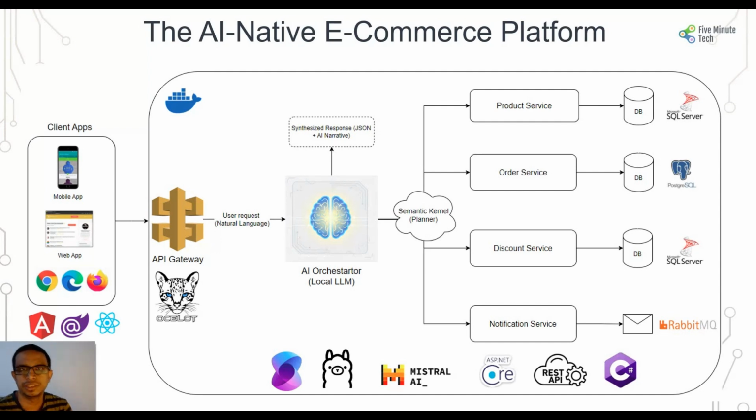It has 4 services at its backend, which are the product service, order service, discount service, and notification service. Each of these services has its own database, or the queue for the notification service, and they provide the data for the AI orchestrator to talk with the user running on the Blazor UI.